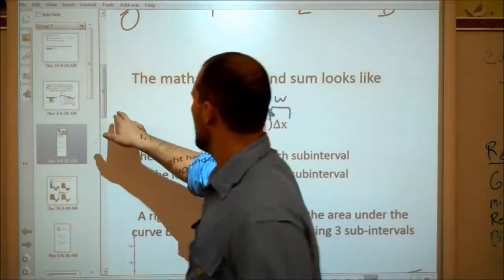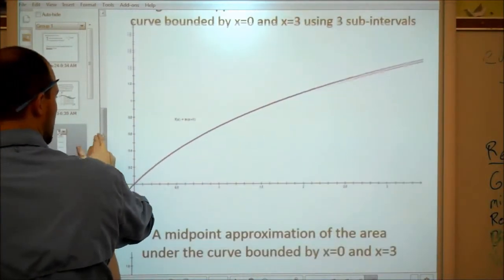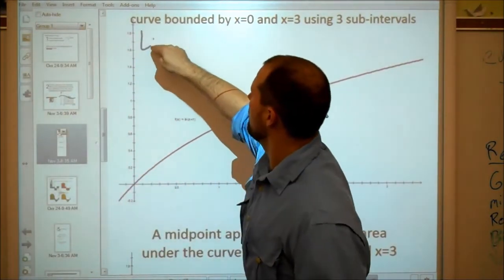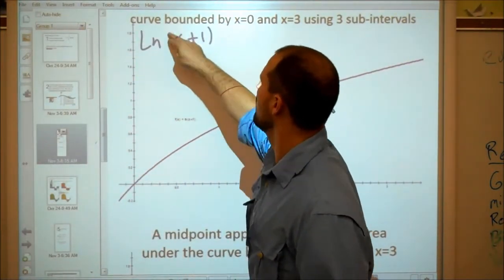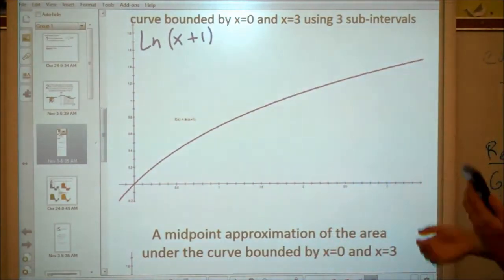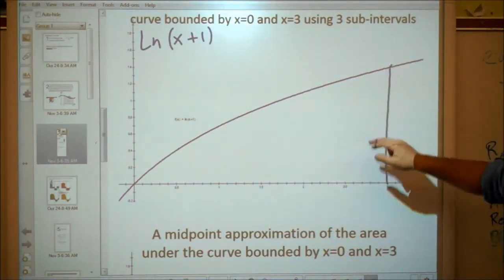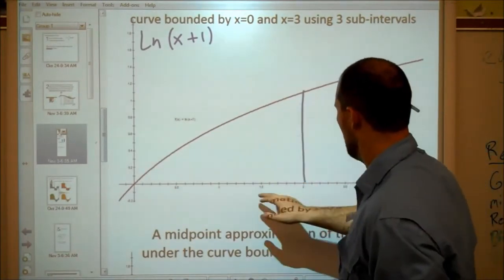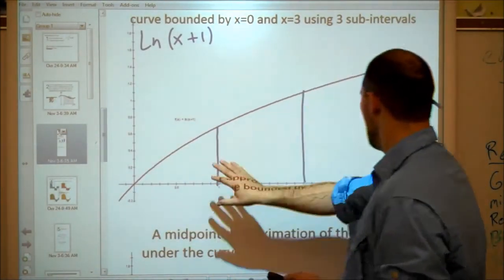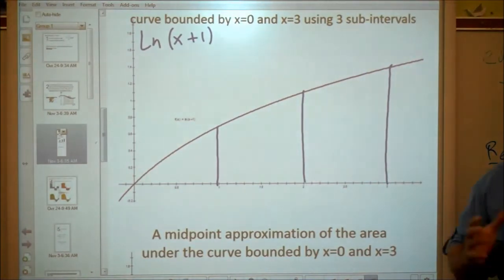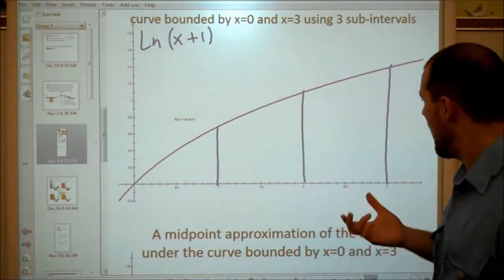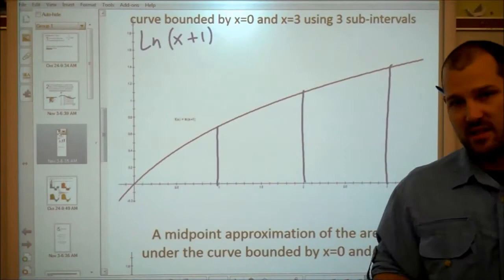So let's go down and do a right-hand approximation. A right-hand approximation is very similar. We still have the same function, natural log of x plus 1. And so now let's try a right-hand approximation. I'm going to put in these same intervals at 1, 2, and 3, and we want to find that total area. It's very similar this time. The only difference is now we go from the right side of each interval.